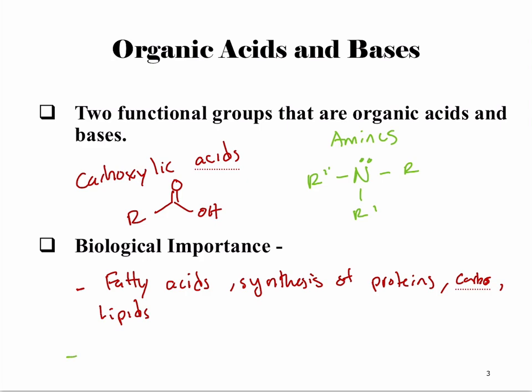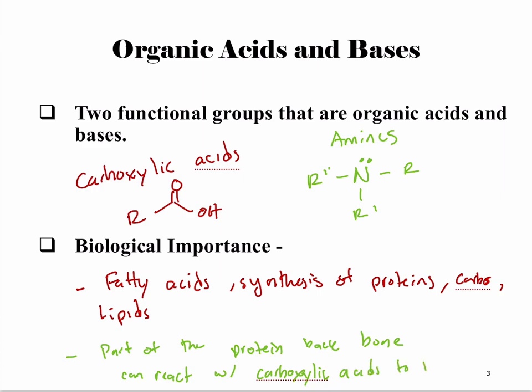And the amine groups are also part of the protein backbone. And they can combine with carboxylic acids to form amides, which are going to be peptide bonds or the bonds that hold proteins together, right? So they can react with carboxylic acids to form amides. And the amides, we'll talk about, are responsible for the peptide bonds in a protein.